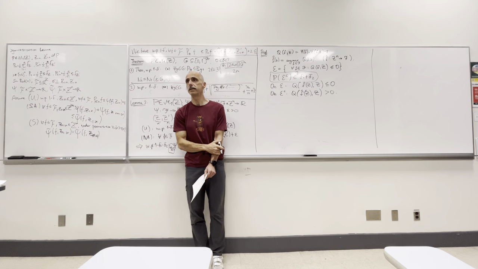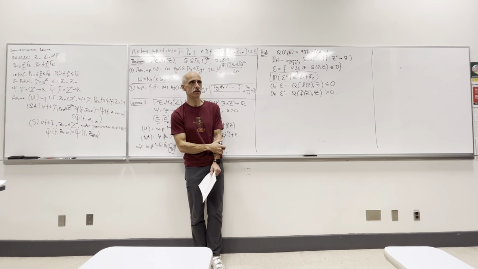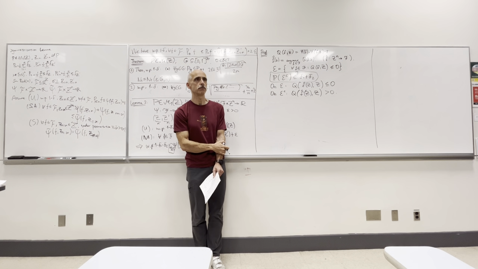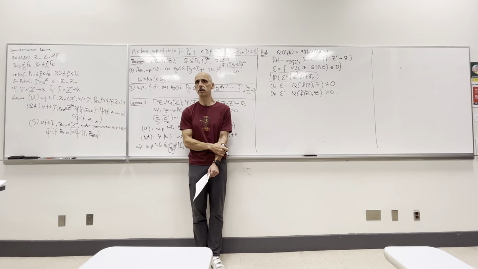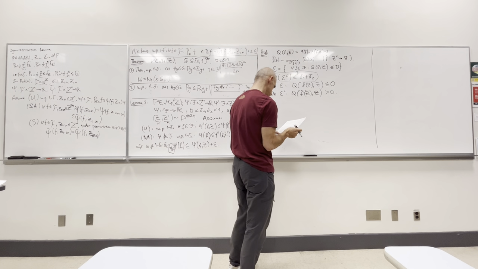Because if it was smaller than or equal to zero, then for every function f, it would have it, because this is a maximizer that you pick. Maximizer smaller than or equal to zero, then for every function, you get something smaller than or equal to zero.